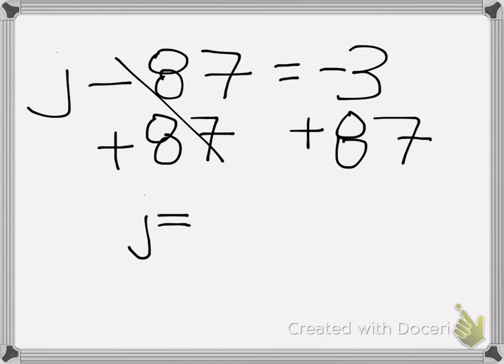And then on the other side, where the equals negative 3 part is, we have negative 3 plus 87. When you have a negative and a positive and you're adding, you end up subtracting and taking the higher values. So 87 minus 3 is 84. 87 is positive, so my answer is going to be positive 84.